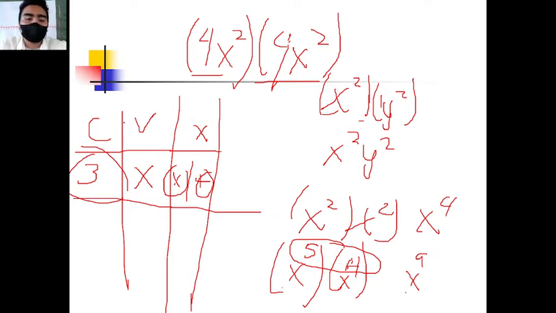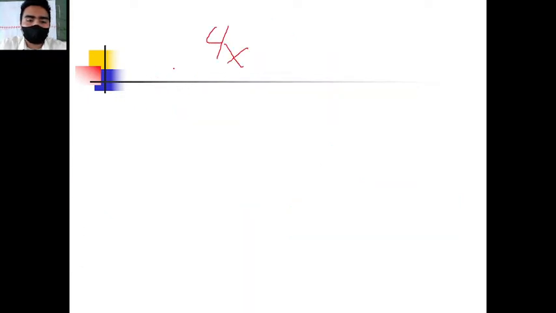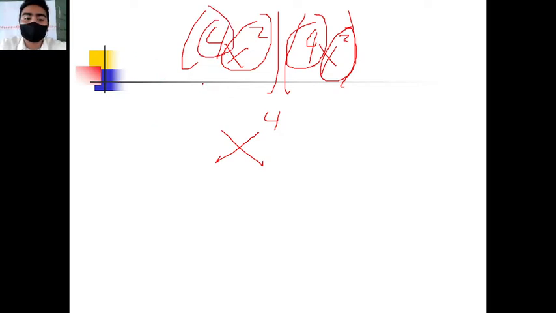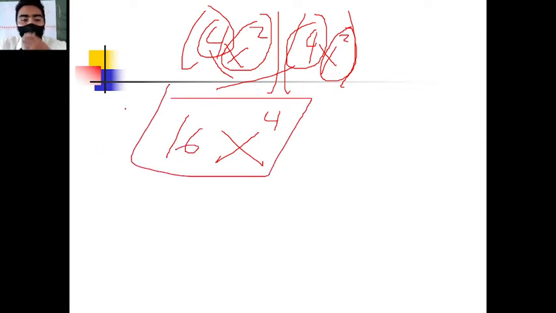So if you have 4x squared multiplied by 4x squared, we multiply first the variable, and the answer would be x raised to the fourth. And we multiply the coefficients: 4 times 4 is 16. So we have 16x raised to the fourth power.